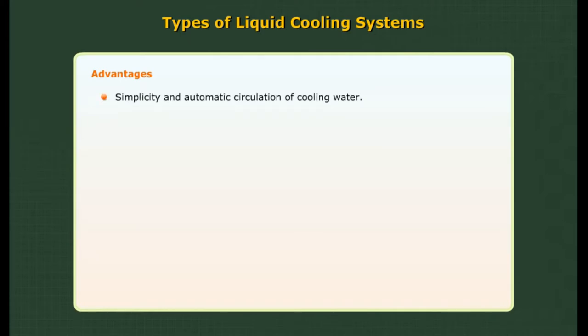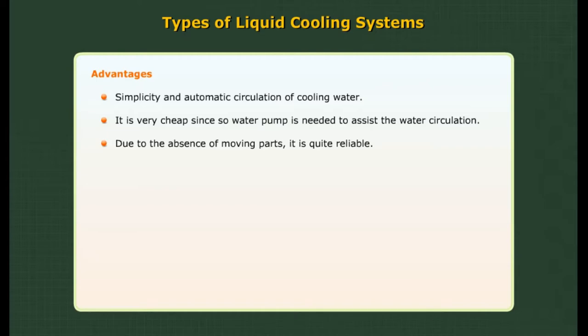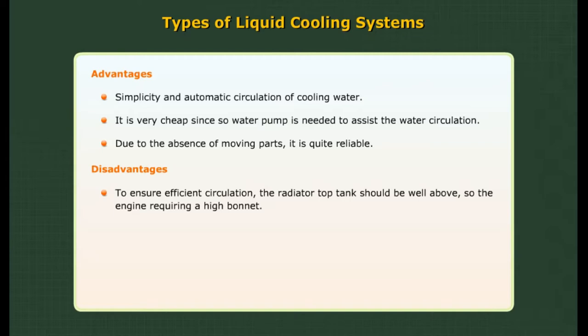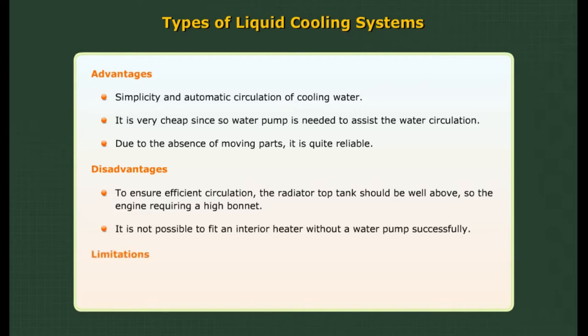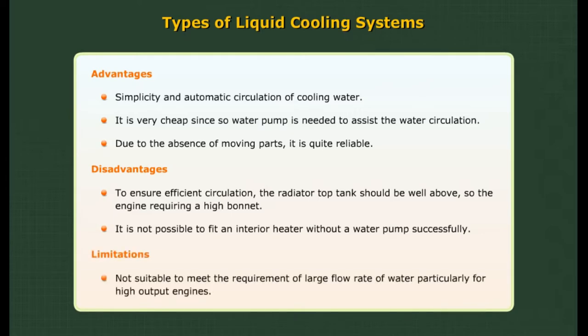Advantages. Simplicity and automatic circulation of cooling water. It's very cheap, since no water pump is needed to assist water circulation. Due to the absence of moving parts, it's quite reliable. Disadvantages. To ensure efficient circulation, the radiator top tank should be well above, so the engine requires a high bonnet. It is not possible to fit an interior heater without a water pump successfully. Limitations: not suitable to meet the requirement of large flow rate of water, particularly for high output engines.